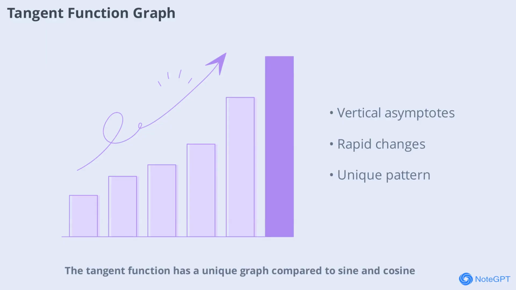The tangent function has a unique graph compared to sine and cosine. It features repeating vertical asymptotes where the function is undefined and the values increase or decrease rapidly near these points. The tangent graph is also periodic but with a different pattern. Recognizing these features helps you understand where tangent is useful and where it can't be applied.